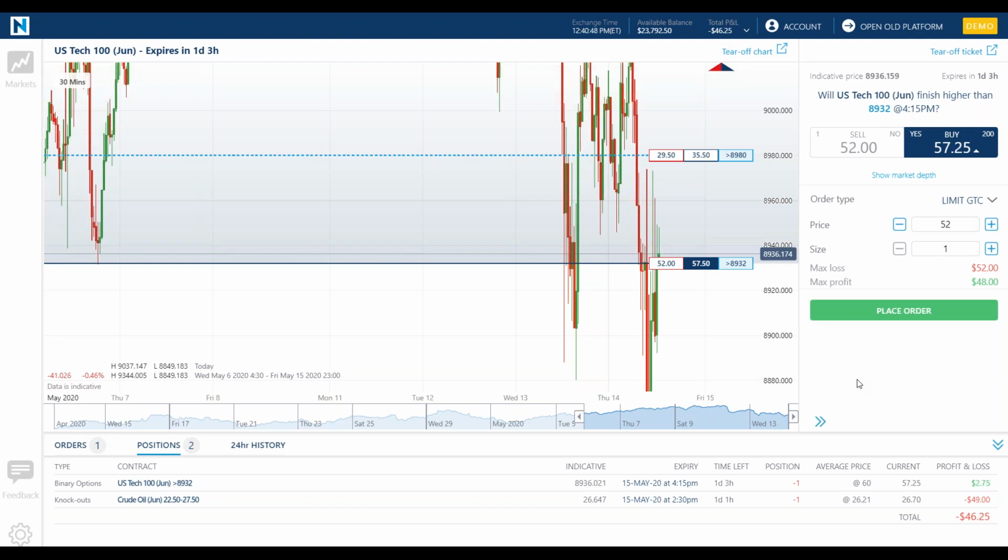If I really had a conviction, I might not want to buy it back that quickly. If I really thought the market was going to keep going lower, the Nasdaq were going to go lower, I might look to buy it back lower. But again, I don't have to wait to expiration to see what happens.